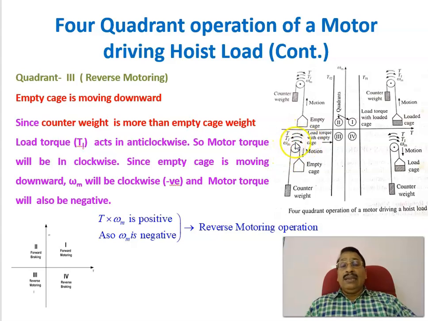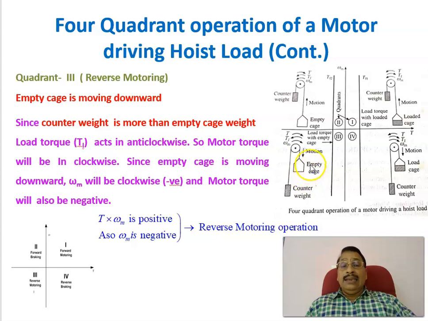The load torque will be in the anti-clockwise direction. The counterweight is more than the empty weight, and the load torque acts in the anti-clockwise direction. Since the load torque is acting in the anti-clockwise direction, the motor torque will be in the clockwise direction, meaning that the sign of the motor torque is taken as negative.